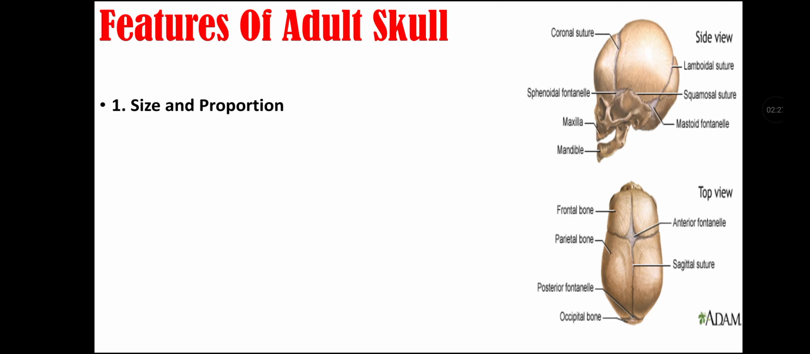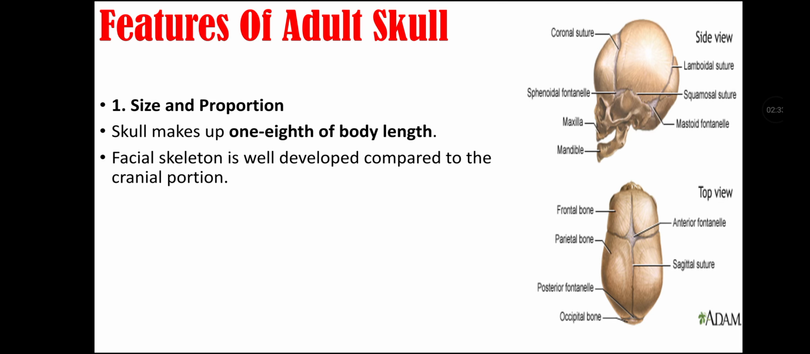First we will talk about size and proportion of adult skull. In adults, skull makes up one-eighth of body length. Facial skeleton is well developed compared to cranial portion.